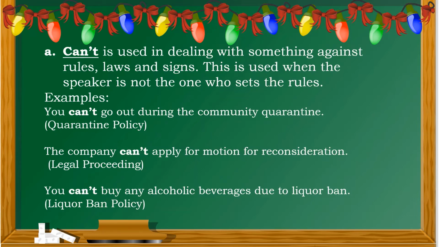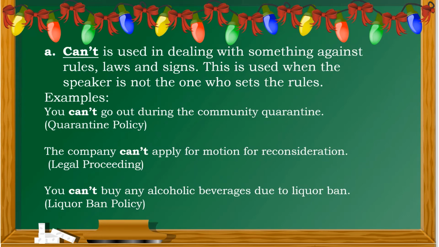Examples: you can't go out during the community quarantine. Why can't? Because community quarantine is a quarantine policy. It was set by the government. Okay? It is not just the opinion of the speaker.